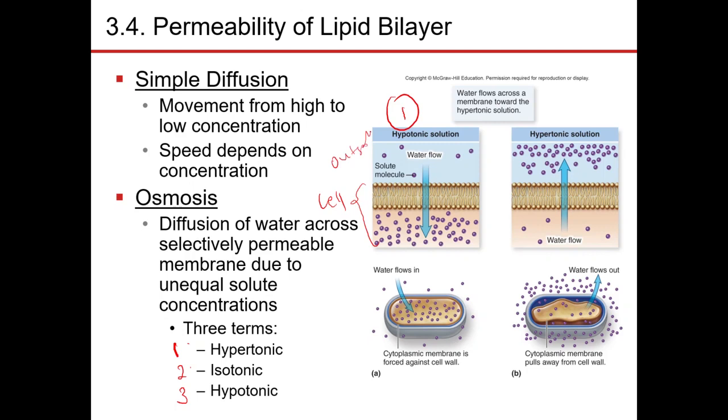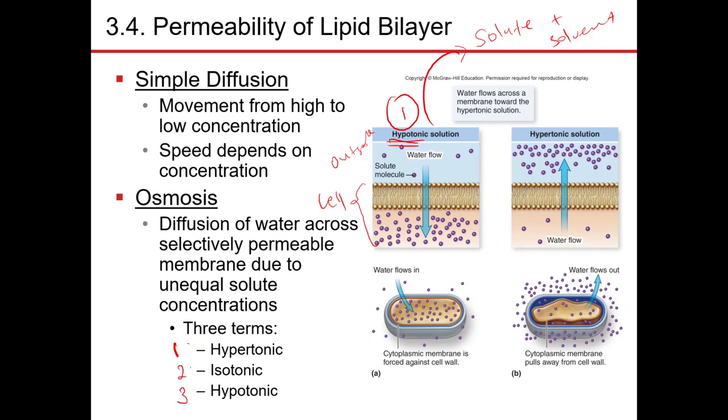If the cell is placed in a hypotonic solution, now, as you know, a solution by definition is a mixture of solute plus solvent. You take a solute and you dissolve it in a solvent, you get a solution. If you dissolve some sugar in water, then you have a sugar solution. If you dissolve some salt in water, then you have a salt solution. So a solution is basically a mixture of a dissolved substance and a solvent.